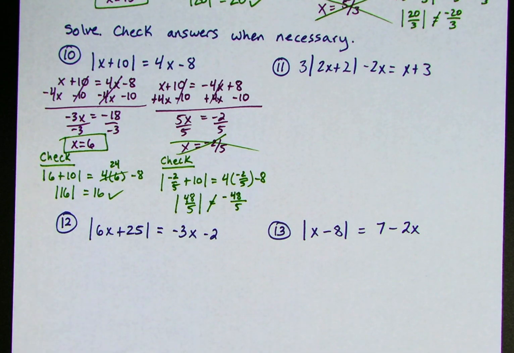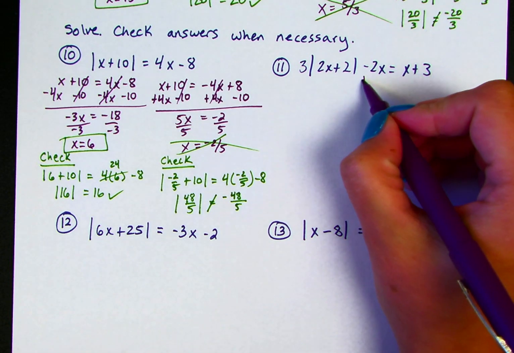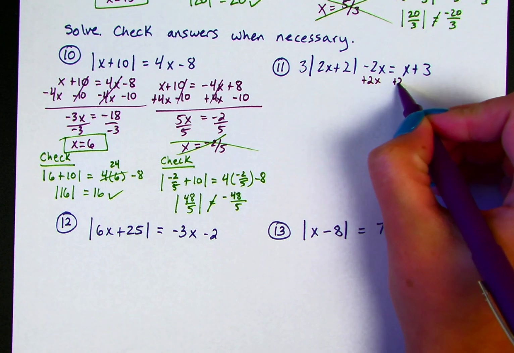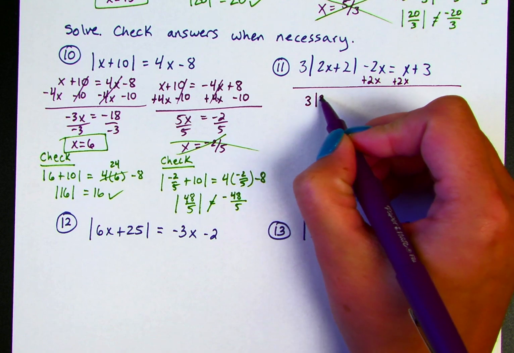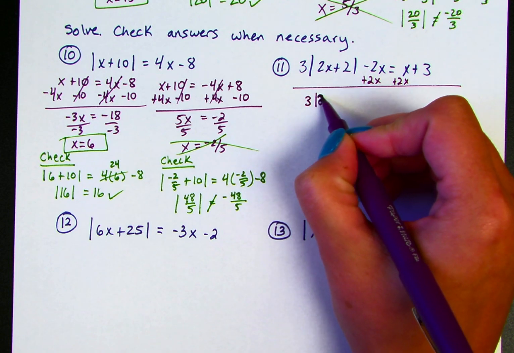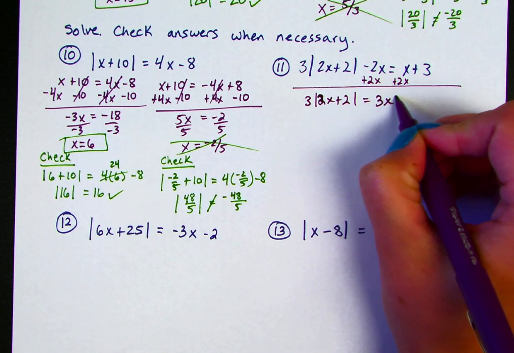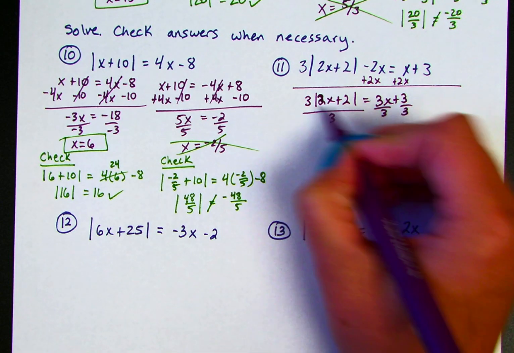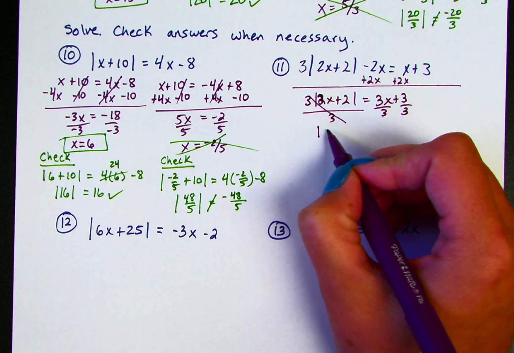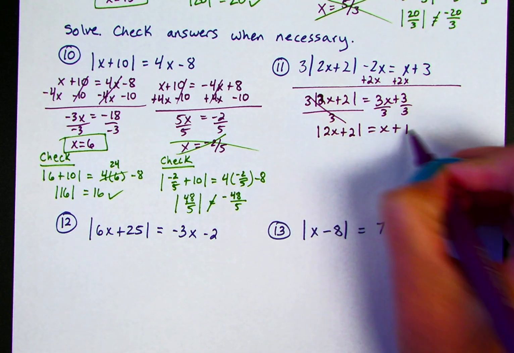All right, next problem. My absolute value group is not alone this time, so my first step is going to be to get it by itself. So I'm going to have to add 2x to both sides. So 3 absolute value of 2x plus 2 equals 3x plus 3. And now I'm going to have to divide everything by 3. So I'm working with the absolute value of 2x plus 2 equals x plus 1.